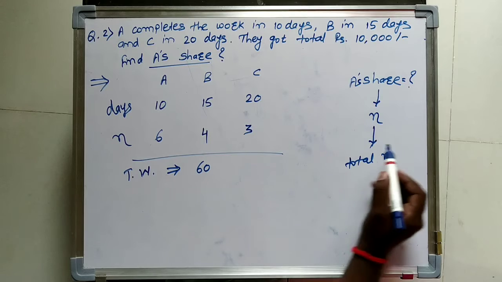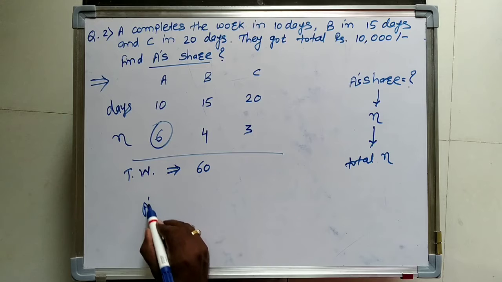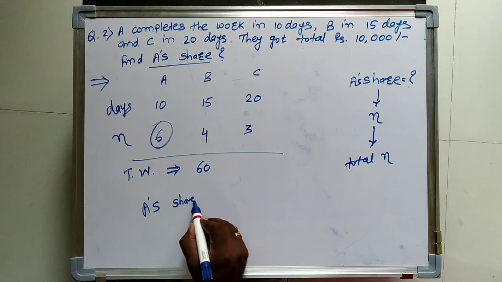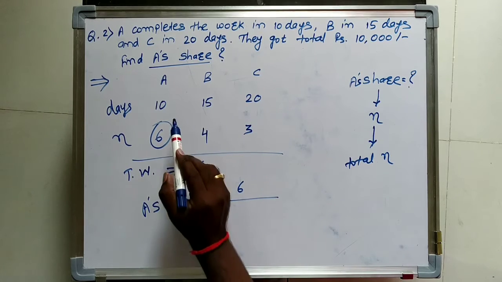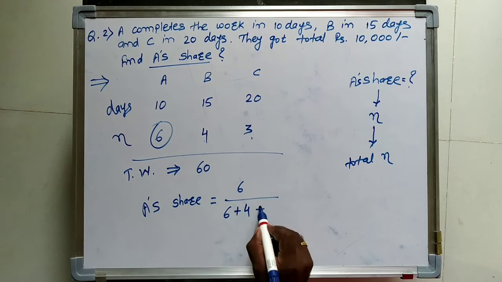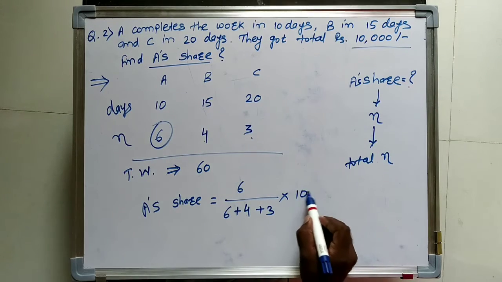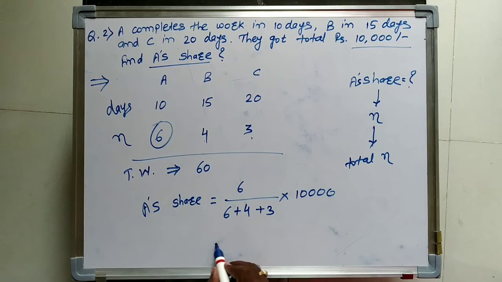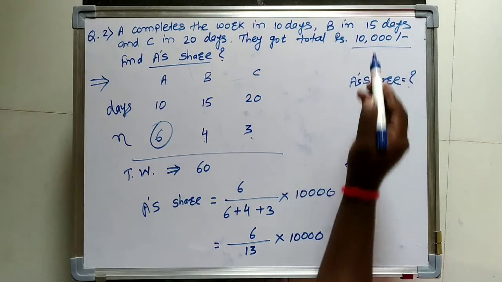Now A's share. What is the efficiency of A? That is 6 divided by the total efficiency, which is 6 plus 4 plus 3, that is 13, multiplied by the total wages, that is 10,000. This will be the work wages for A.